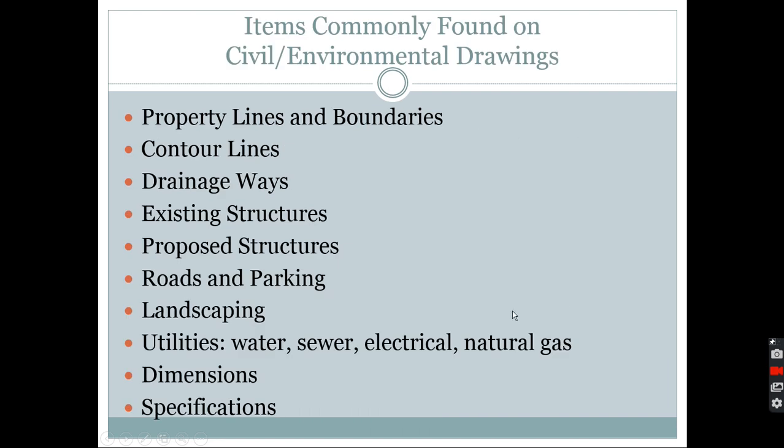Items that are commonly found on civil and environmental drawings are, of course, your property lines and boundary lines. Oftentimes contour lines are on drawings, but not on all drawings. Drainage ways are also commonly shown. Existing structures as compared to proposed structures: existing structures oftentimes are thin lines, where a proposed structure would be a thicker and bolder line. Roads and parking are typically called out, as well as landscaping and utility information. And then any dimensions and specifications that are required for that drawing would also be on the drawing.